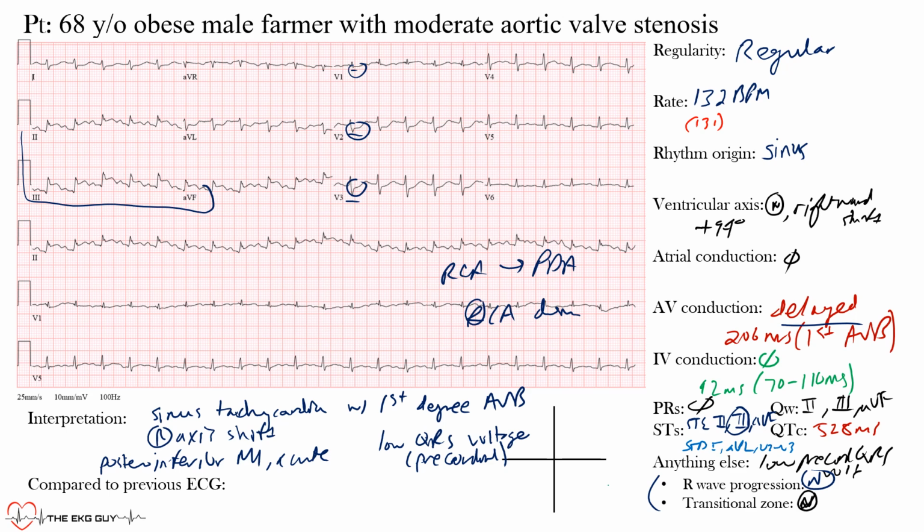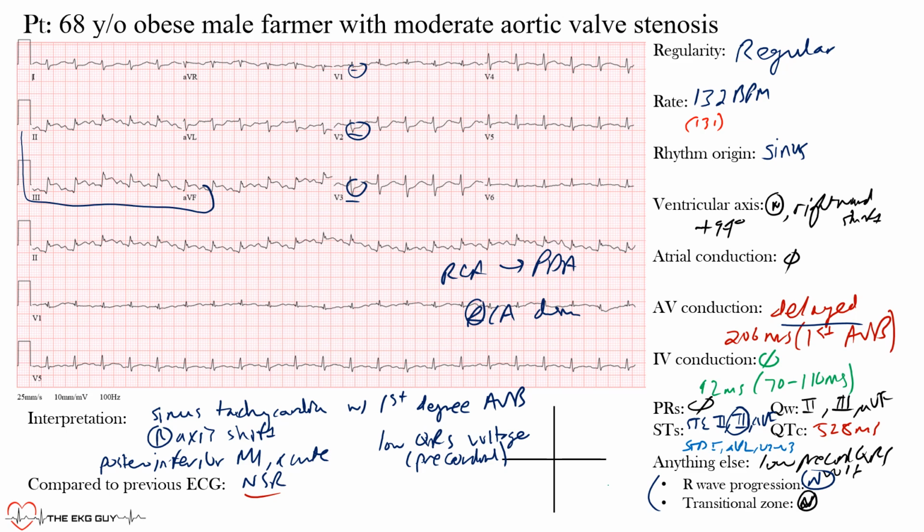Okay, so in all, we have sinus tachycardia with a first degree AV block with a right axis shift. Okay, posterior inferior MI, that's likely acute, and this low QRS voltage. Okay, when compared to the previous one, the patient was in normal sinus rhythm. Okay, so this is a complete change. So we have loss of voltage, we have a new AV block, we have a fast rhythm.